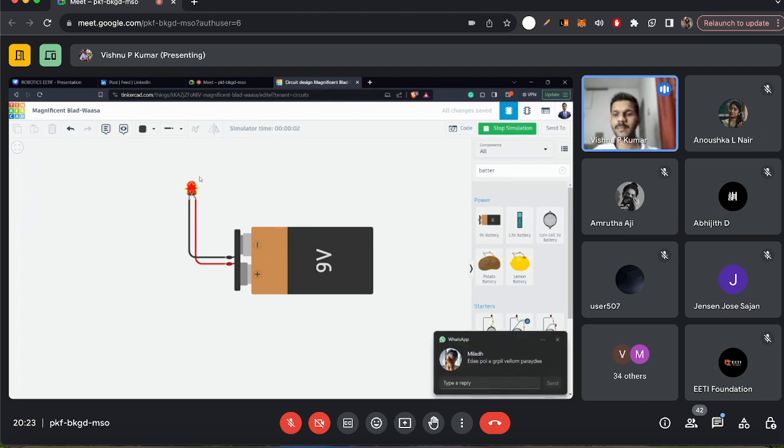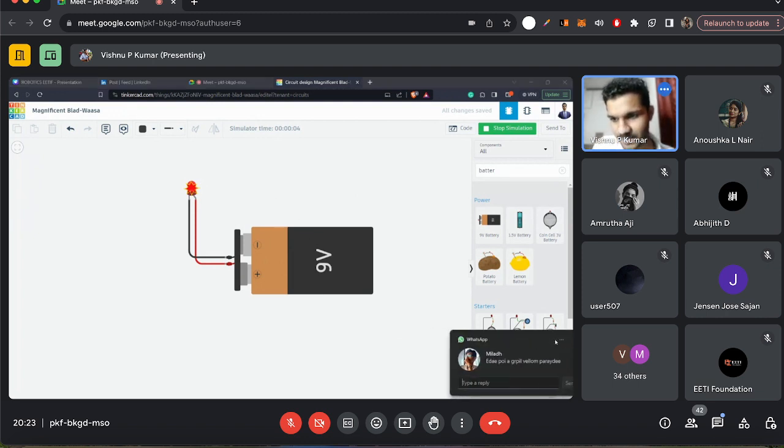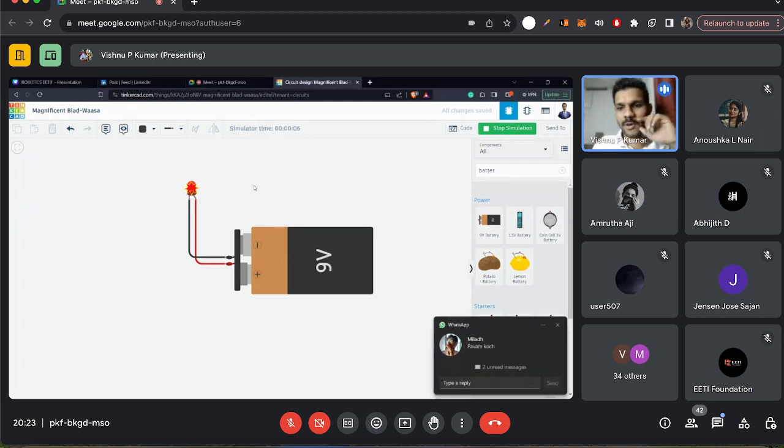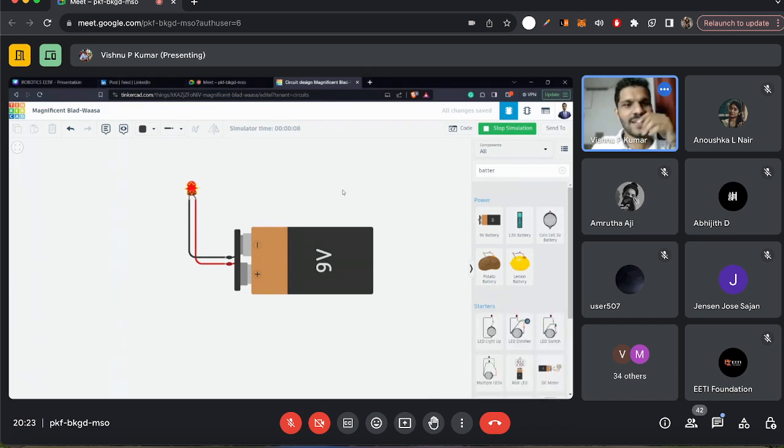The LED blew up. Okay, the LED is blown up. And why is it happening?